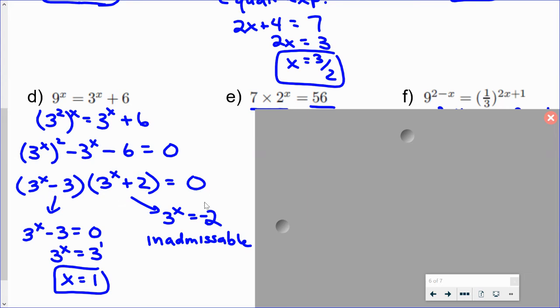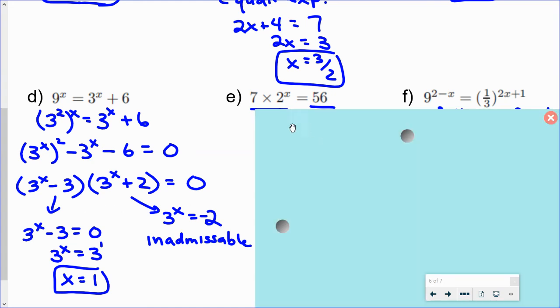It's equal to 0, which means either this expression, 3 to the x minus 3, must equal 0, and in that case, x has to equal 1, or 3 to the x plus 2 equals 0, but it's not possible for 3 to the x to equal negative 2. We can set it equal to 0, but it's inadmissible because there's no way that this exponent on x can do anything to make this value negative. So there's one solution, even though we had two factors.